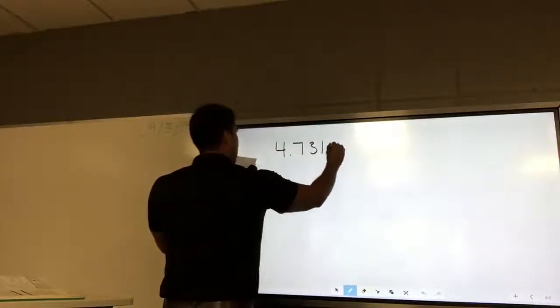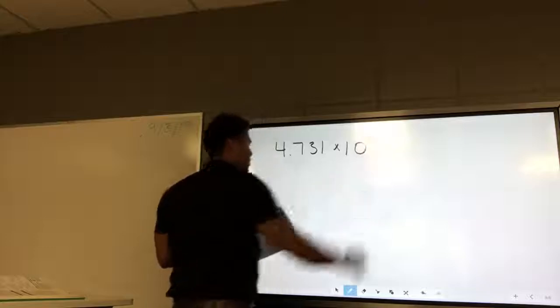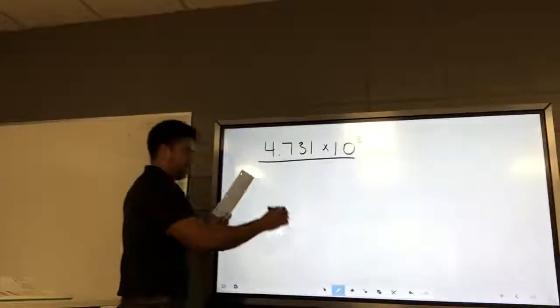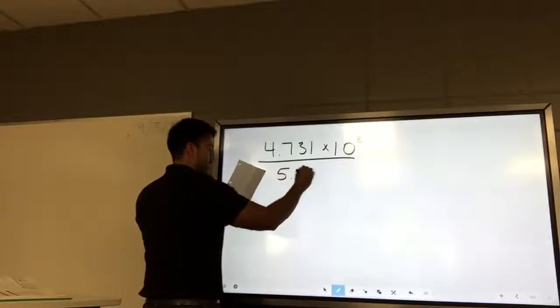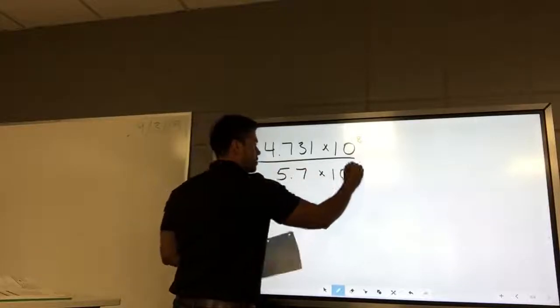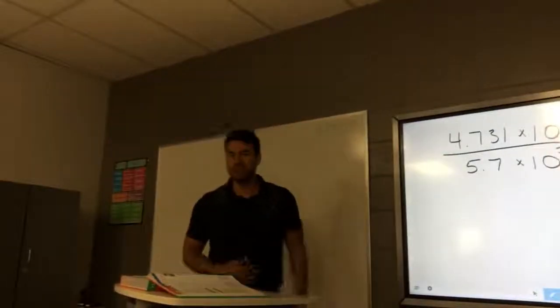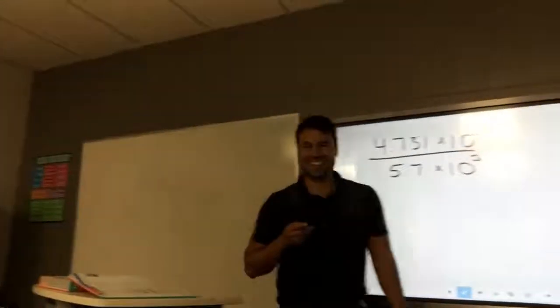4.731 times 10 to the 8th. Oh, that's not too bad. It's a big number, but not too bad. Divided by 5.7 times 10 to the 3rd. All right, I'm not going to tell you what to do. I want you to work it out.